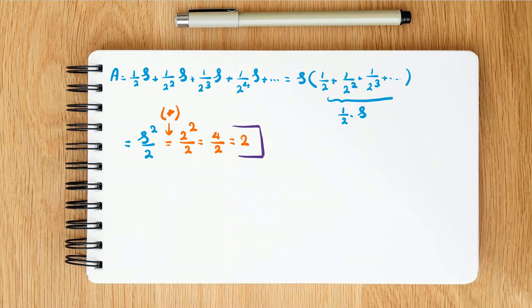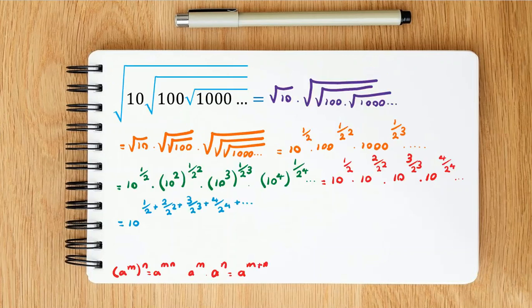Okay? But let's consider this part. The numerator, the power is 2. So it is 10². So it will be 100, and we understand that the answer of this problem equals 100.